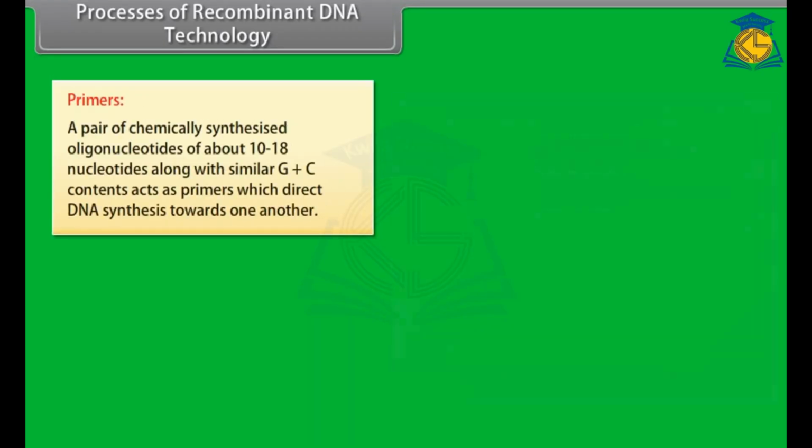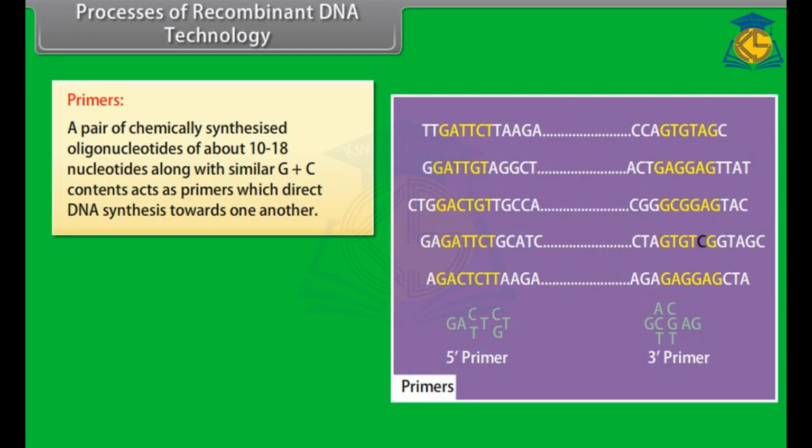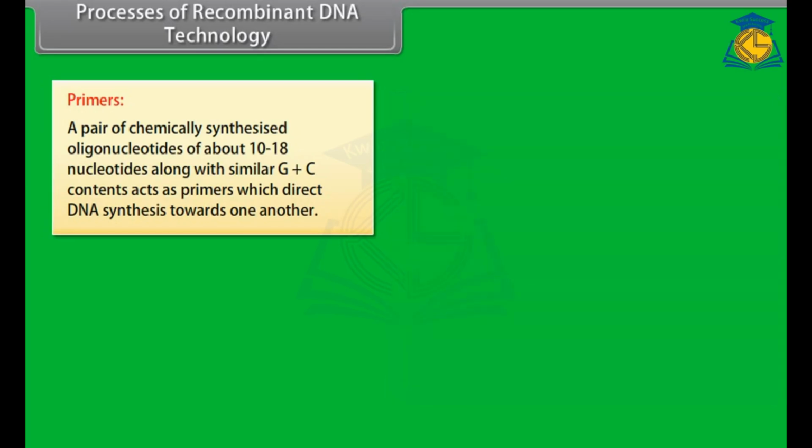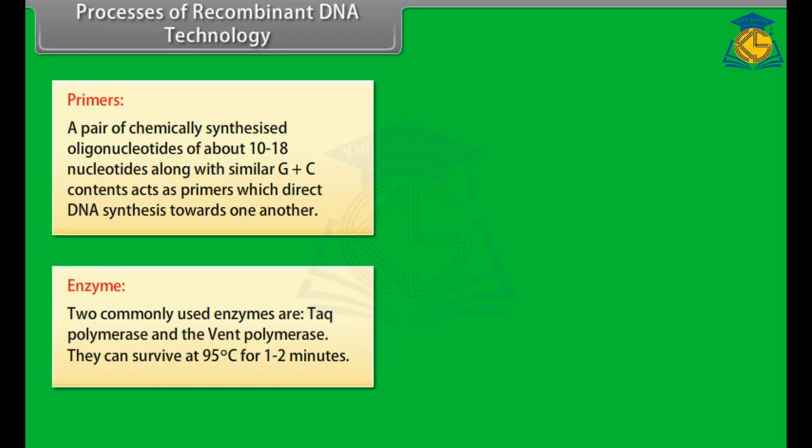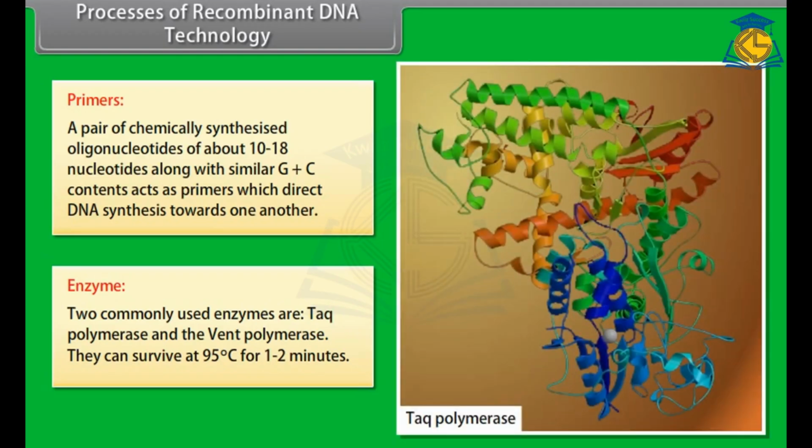Primers. A pair of chemically synthesized oligonucleotides of about 10 to 18 nucleotides, with similar G plus C contents, act as primers which direct DNA synthesis towards one another. Enzyme. Two commonly used enzymes are Taq polymerase and the Vent polymerase. They can survive at 95 degrees Celsius for 1 to 2 minutes.